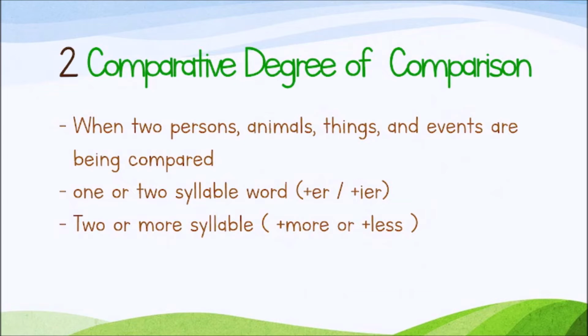For the second degree, it is the comparative degree of comparison. This is when two persons, animals, things, or events are being compared. For one or two syllable words, we add er or ier. For words of two or more syllables, we add more or less.